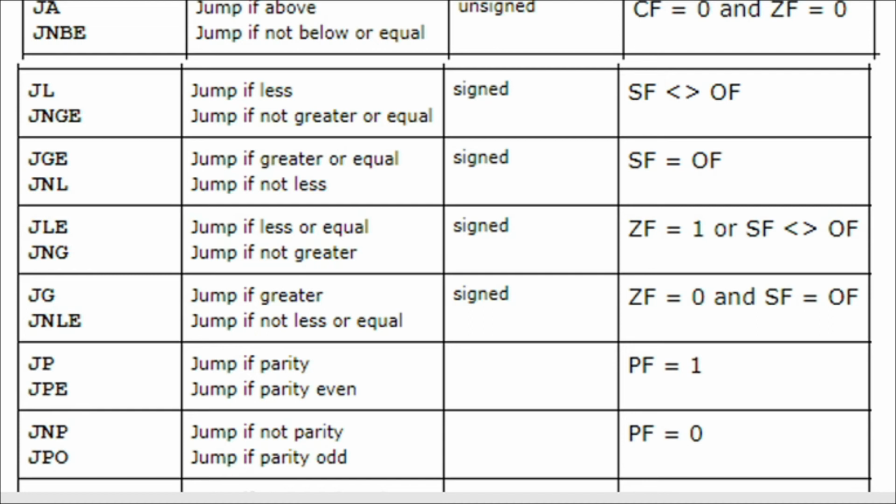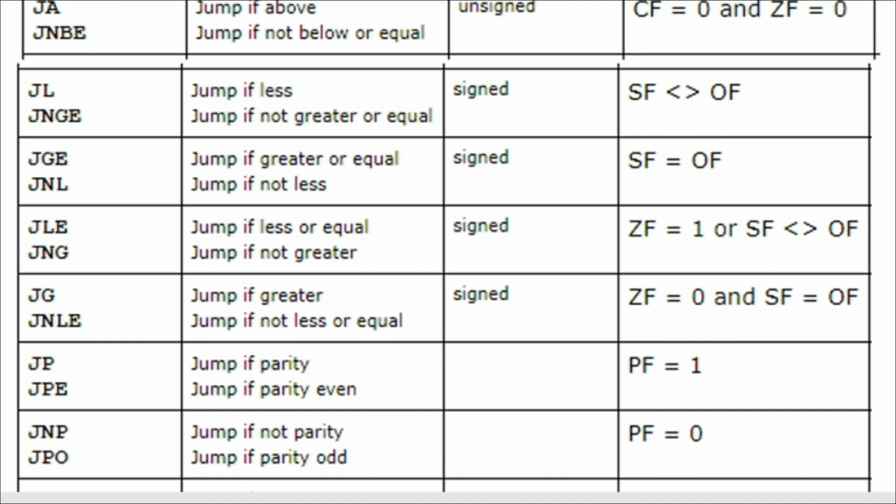Okay? JLE, JNG, jump if less or equal, jump if not greater, is triggered when ZF is equal to 1 or SF is not equal to OF. Okay? And their counterpart JG, JNLE, jump if greater, jump if not less or equal, works for signed, is triggered when ZF is equal to 0 and SF is equal to OF.